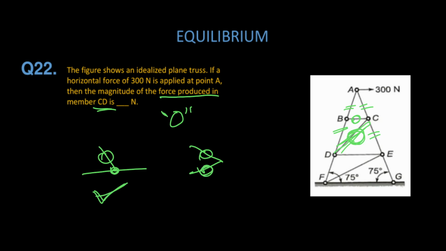Also, whenever there is no external load at the joint, in that case, these are the two special cases of truss. So mostly the 1 mark question will come from this concept only: 2 force member and 0 force member.